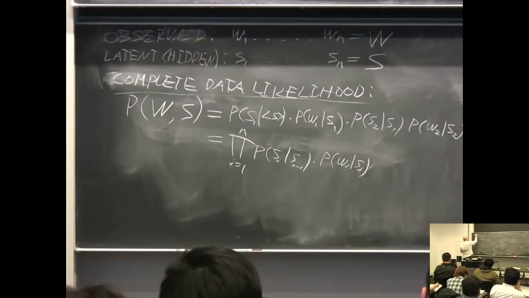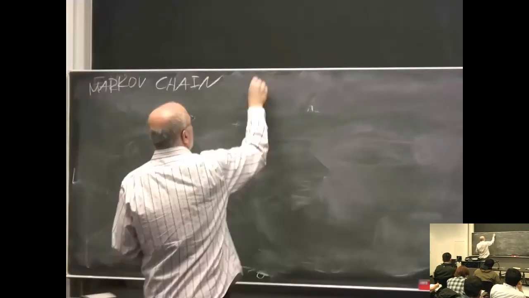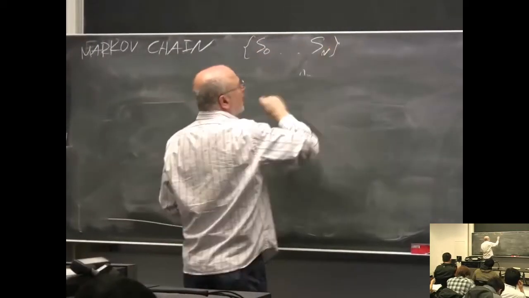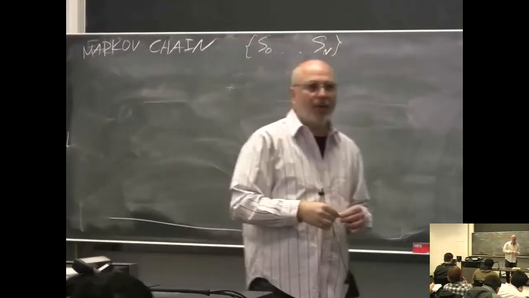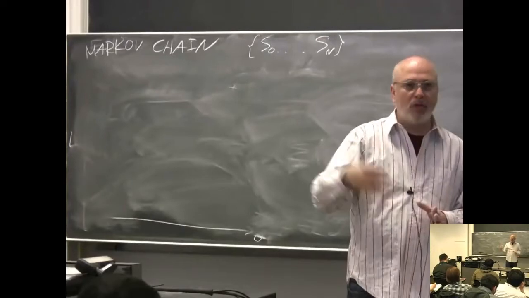I think we already know what a Markov chain is, right? A Markov chain is when you have a bunch of states, say S0 through S sub big N, and you transition among them, and what the transition probability depends on determines the order of the Markov chain.